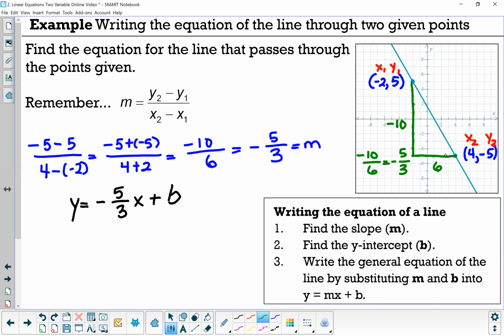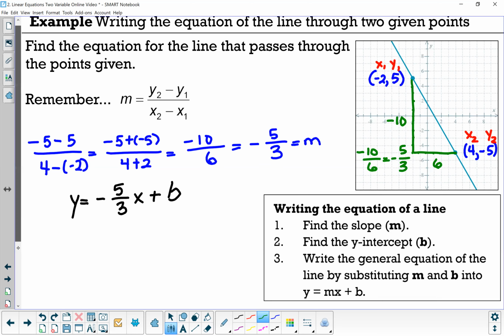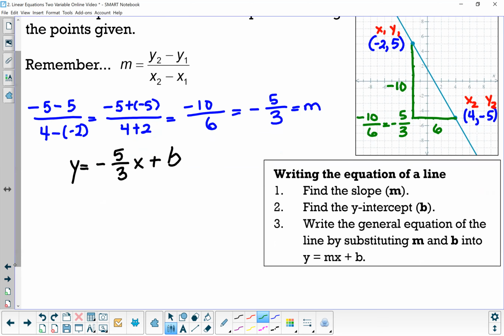Okay. Next part, finding the y-intercept. As I said before, I do not recommend you trying to just read it off the graph here because you can't be 100% certain based on the precision of this graph. So we do need to use a point to calculate our y-intercept. So I am going to pick the point -2, 5. I'm going to use that one.